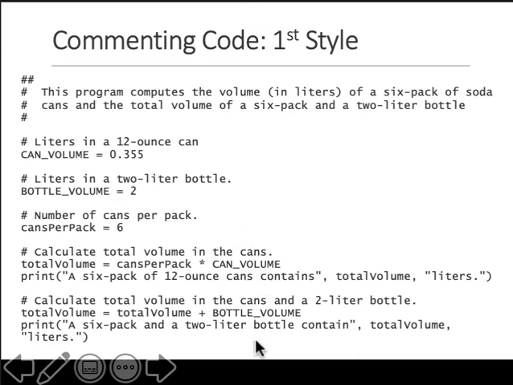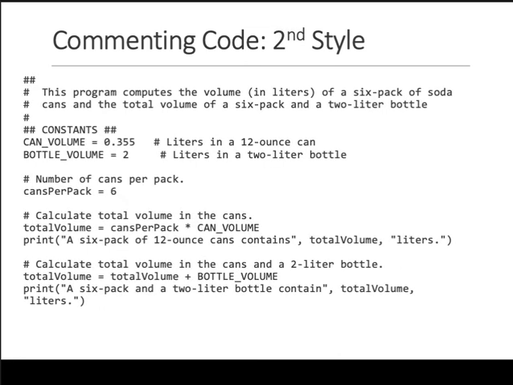And if you copy paste this program and run it, you will see there are no spaces. It will read like a 6-pack of 12-ounce cans contains, an adjoined value in decimal, and then liters. If you want to put spaces, put a space here after contains and before liters. So do that and see what happens, right? And then in the other one, you change the value of total volume to the previous one plus the bottle volume, which was defined to be 2 up here. So run this program and see how it's working and what comments do and so on, okay?